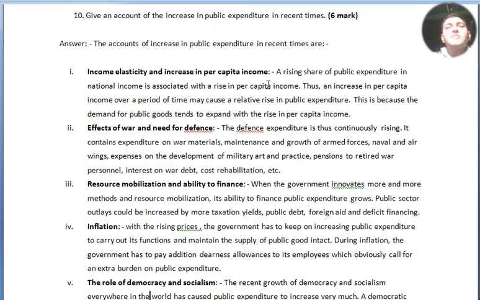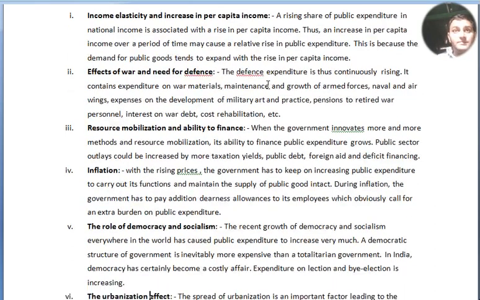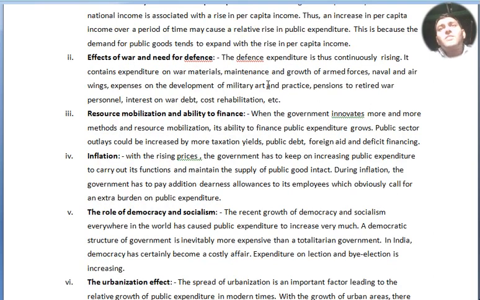The role of democracy and socialism, point number 5. The recent growth of democracy and socialism everywhere in the world has caused public expenditure to increase very much. A democratic structure of government is inevitably more expensive than a totalitarian government. In India, democracy has certainly become a costly affair. Expenditure on election and by-election is increasing.